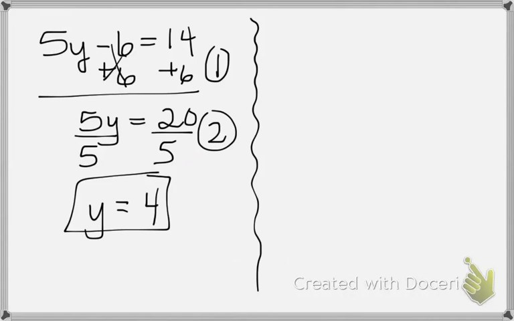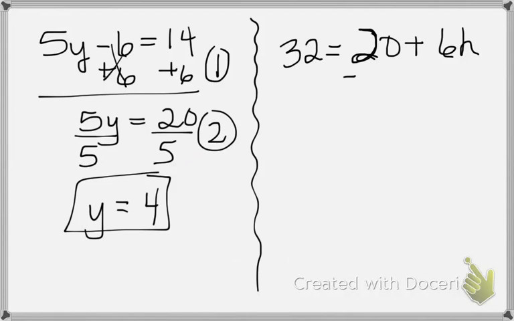Let's do how about 32 equals 20 plus 6h. Now, be careful. I see who the honeymoon couple is. It's 6 and h. The mother-in-law is not 32. The mother-in-law is not 32. The mother-in-law's name is 20. Here she is. She's on the same side as the married couple. So we need to make her disappear by doing minus 20. Or negative 20 if you prefer.